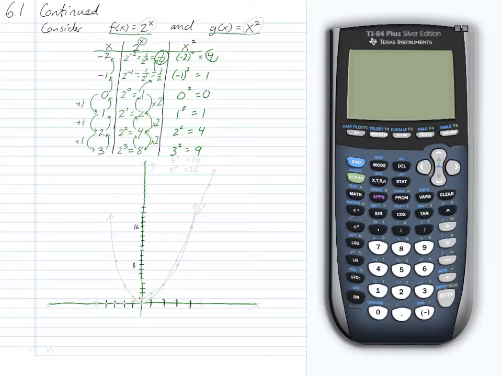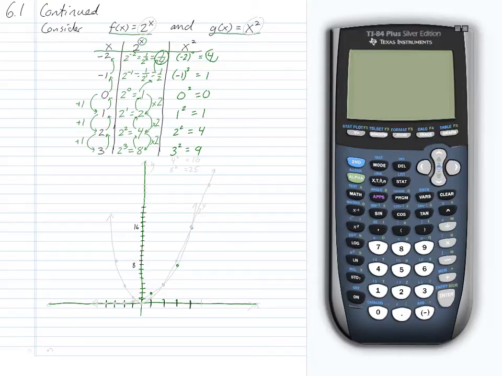Okay, so first we'll plot our f of x. So when x equals 0, we determined that y was 1. So there's our y-intercept. When x was 1, our output was 2. When x was 2, our output was 4. And when x was 3, our output was 8. And if we went a little further, if 4 was our input, our output would be twice as high, up at 16.